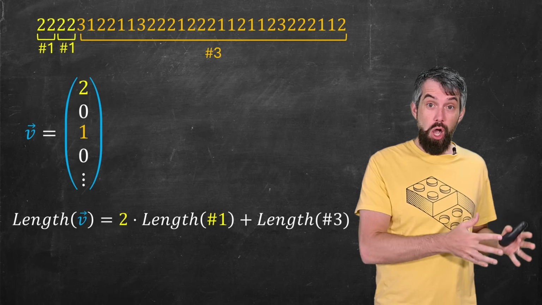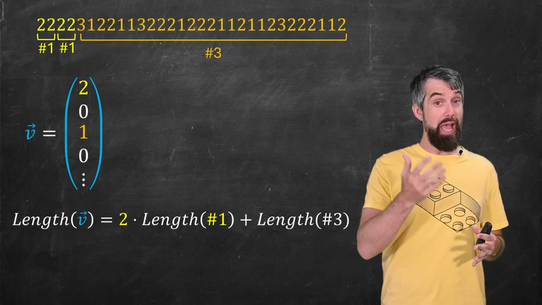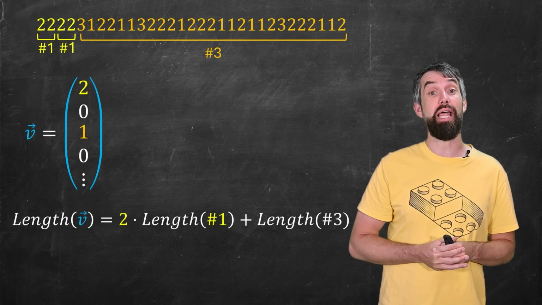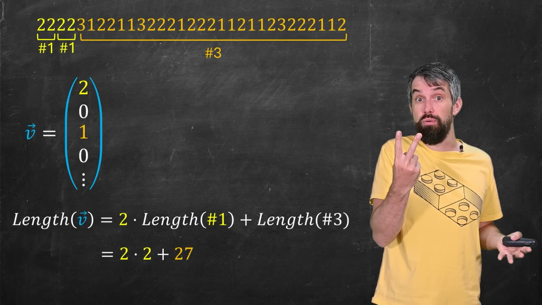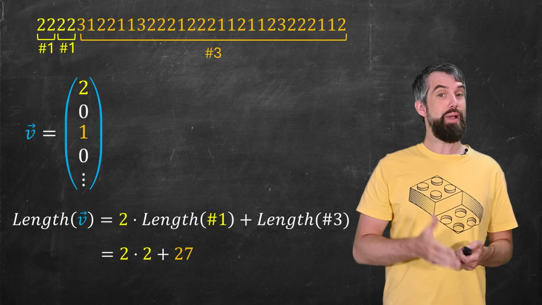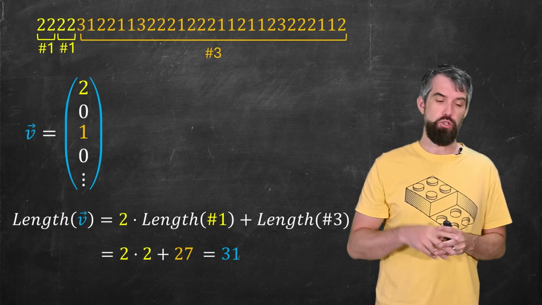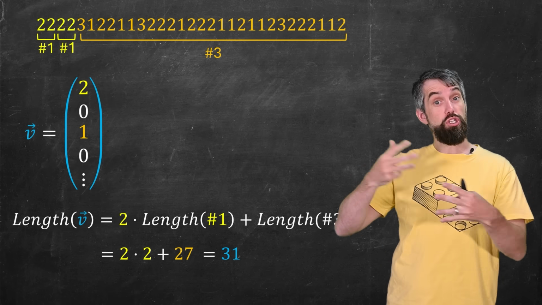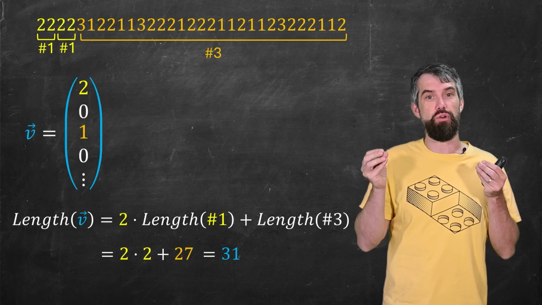So because I have 2 copies of the first string, I should have 2 times the length of the first string. And then I have 1 copy of the third string, so 1 times the length of the third string. What were those? Well, the length of the first string was just 2. 2 has length 2. And the length of the third string, if you count it out, is 27. So you add all that together, the length of my entire string is 31. So given a string, you get a vector, and then you can use this weird notion of length to figure out the number of digits inside of your string.